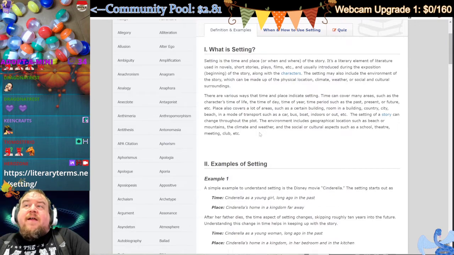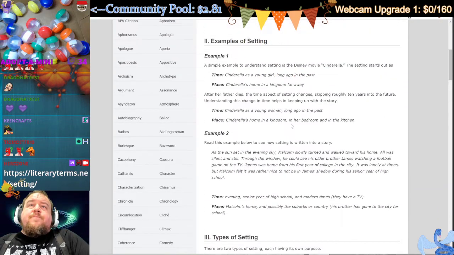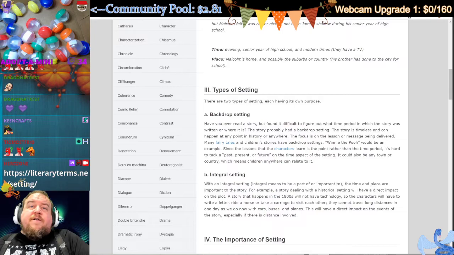Time can cover many areas, such as the character's time of life, the time of day, time of year, time periods such as the past, present, or future, etc. Place also covers a lot of areas, such as a certain building, and you can read this here. There are some examples for you here.